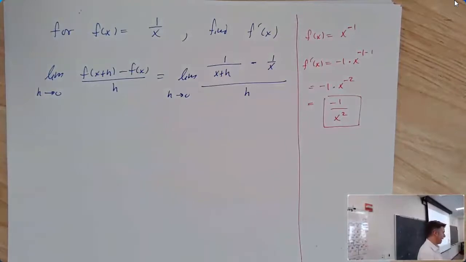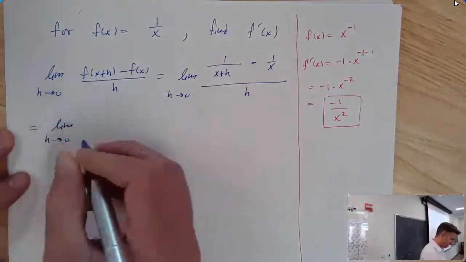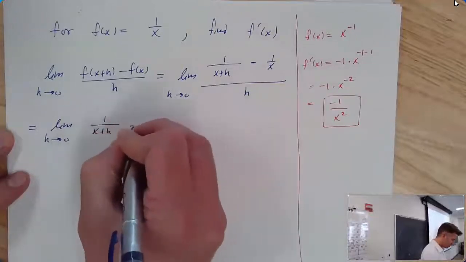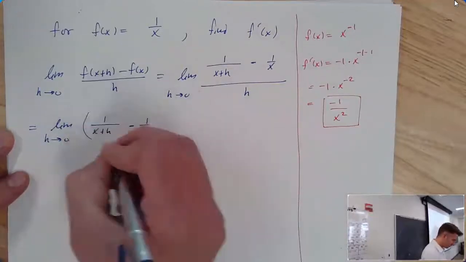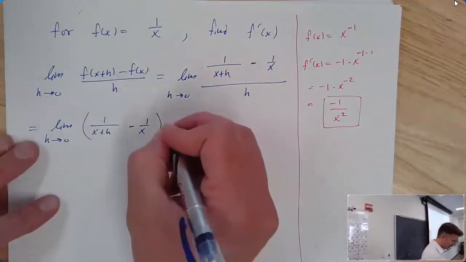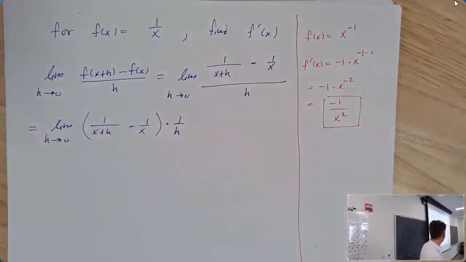I do not love fractions in fractions. So here's what I might do so I don't have to write fractions of fractions. I might rewrite this as the limit as h goes to 0 of the stuff on top, 1 over x plus h minus 1 over x, times 1 over h. Instead of dividing by h, we can multiply by 1 over h. It's no different, it's still the same problem. I'm just writing it in a way that I feel is easier to write.